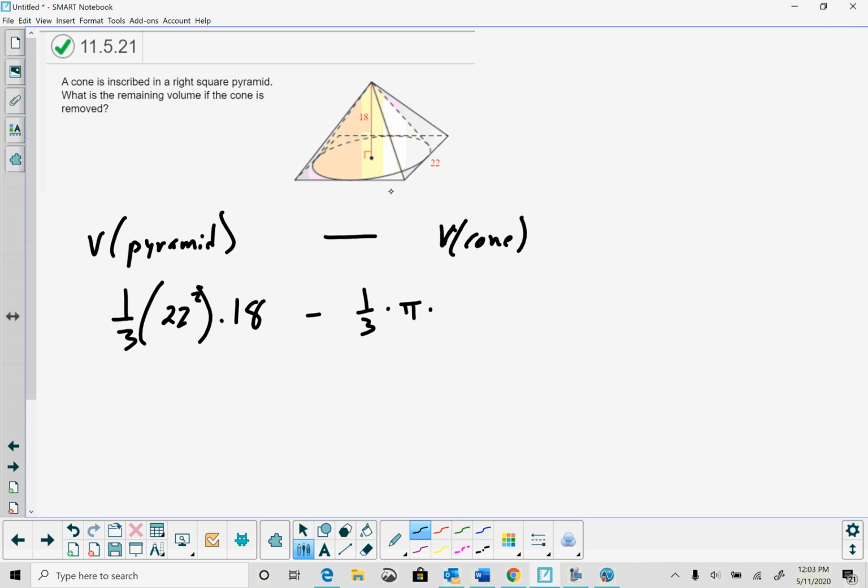So if the square base of the pyramid is 22 inches on each side, that means stretching all the way across here. It's inscribed in here. The diameter of our circular base is also 22. If the diameter is 22, the radius has to be 11, and they have equal heights. So now it's just a matter of crunching the numbers there. So 1/3 of 18, I hope that's 6. Otherwise, I need to go and get more sleep.